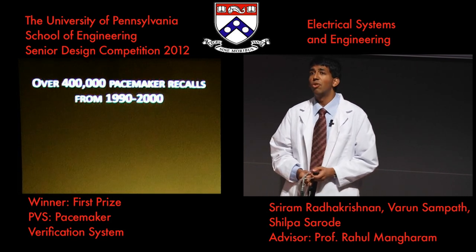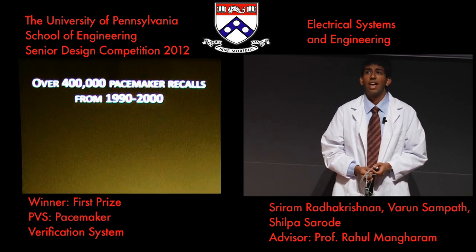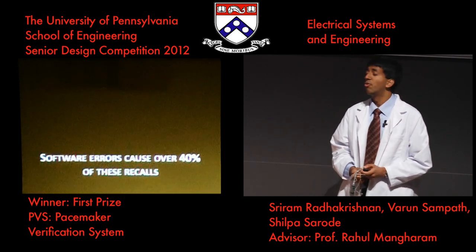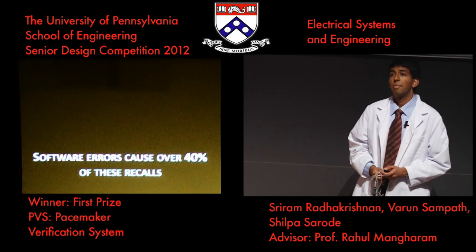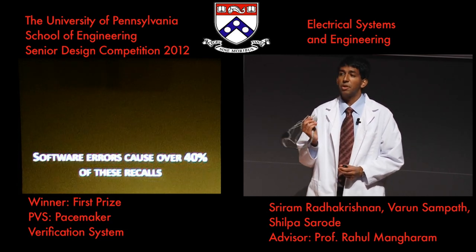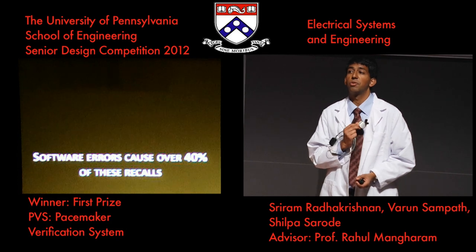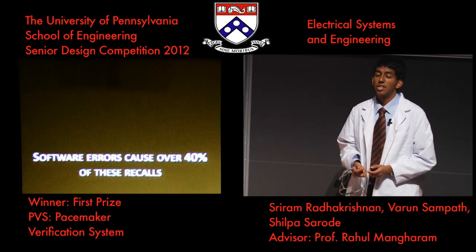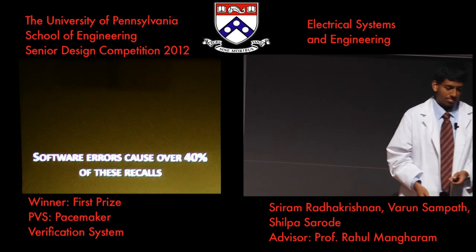In fact, 400,000 pacemaker recalls happened between 1990 and 2000. And of these, over 40% were due to software errors. Now, pacemaker recalls are very different from other part recalls. Pacemaker recalls require the pacemaker to be surgically removed and a good one put in its place. And surgery, as we all know, carries great risks.